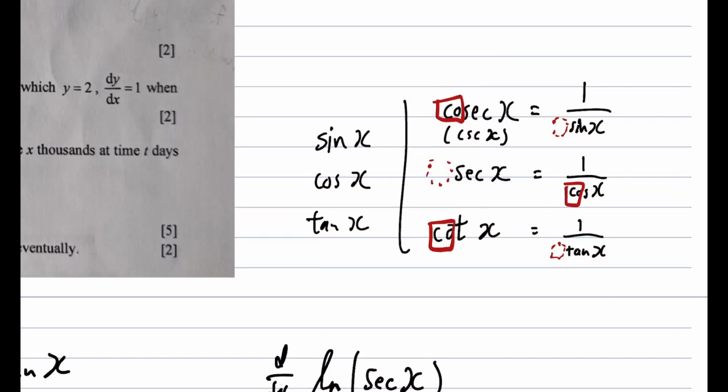Then tangent x, of course, you also know is sine x over cosine x, which means that the cotangent of x, which is 1 over tangent x, will just flip the fraction. Flip the fraction, you get cosine over sine.